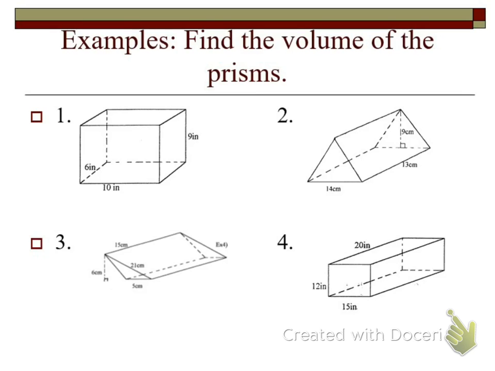Okay, so on these, we are finding the volume of the prisms. So our volume equation on these is the area of a base times the height of the prism. So on number 1, what shape does my base have? It's a rectangle. So to find capital B, the area of one of my bases, what am I going to do? How am I going to find the area of the base on number 1?